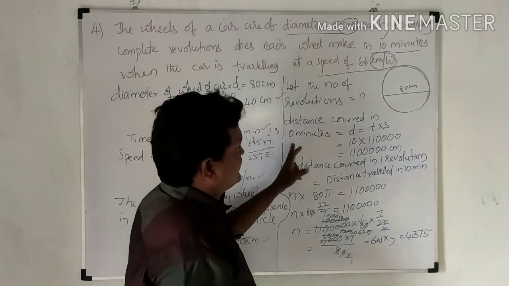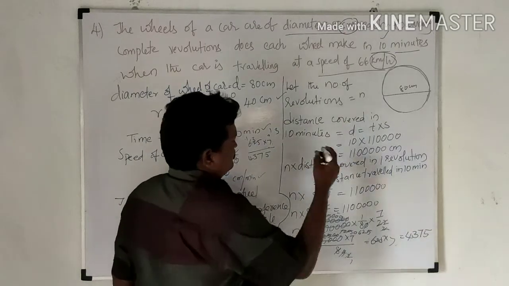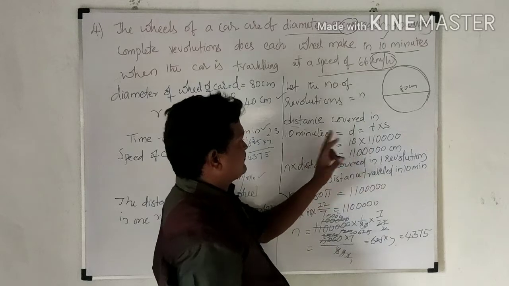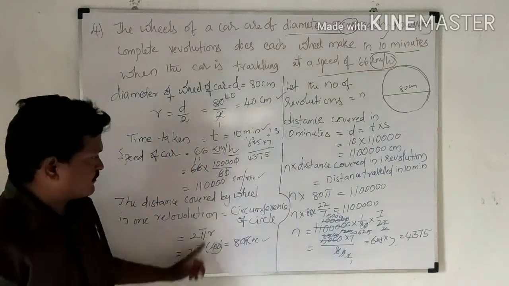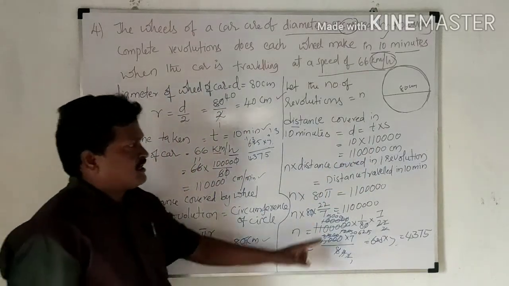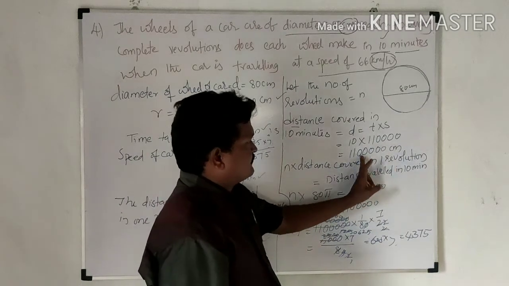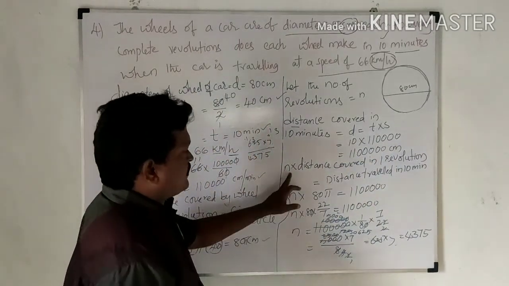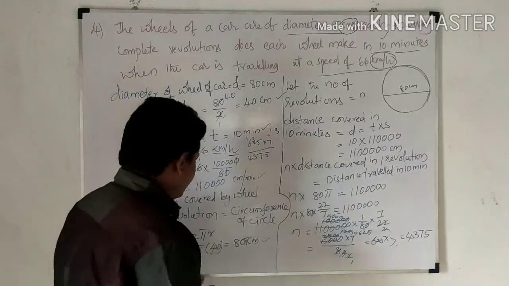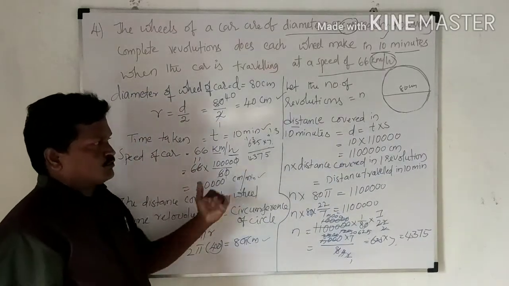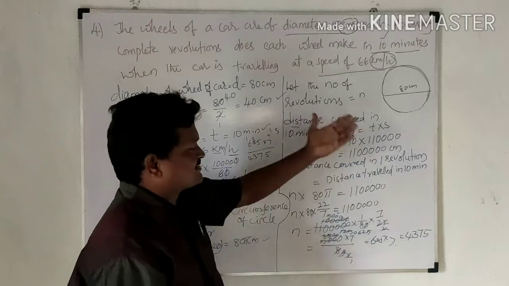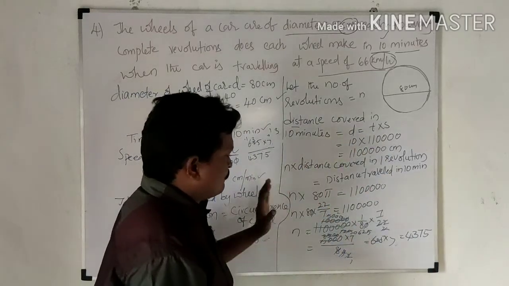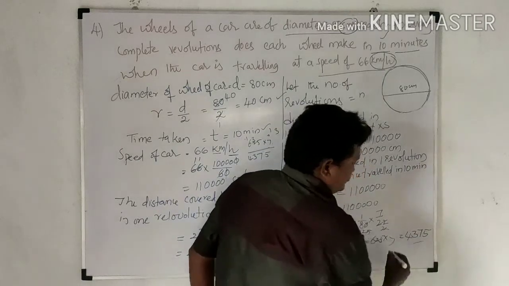Now the distance covered in 10 minutes: we know the distance formula, time into speed. Time, 10 minutes, is already given. The distance we already found here, 1,10,000. After multiplying this, we will get this much distance. Now the number of revolutions into the distance covered in one revolution is equal to the total distance travelled in 10 minutes. By equating these two, we will get the number of revolutions.